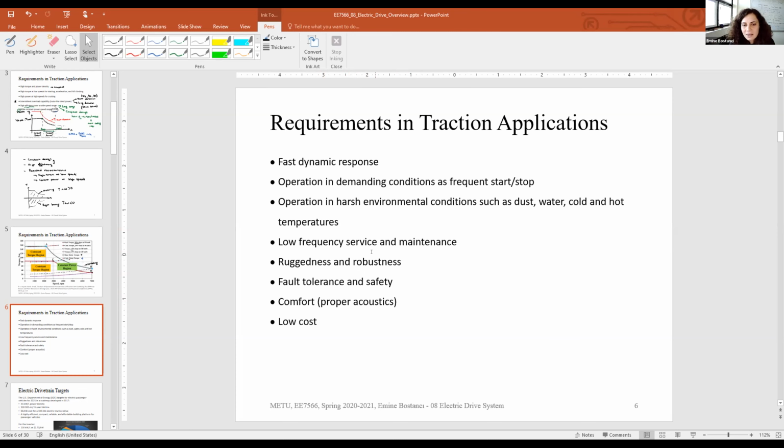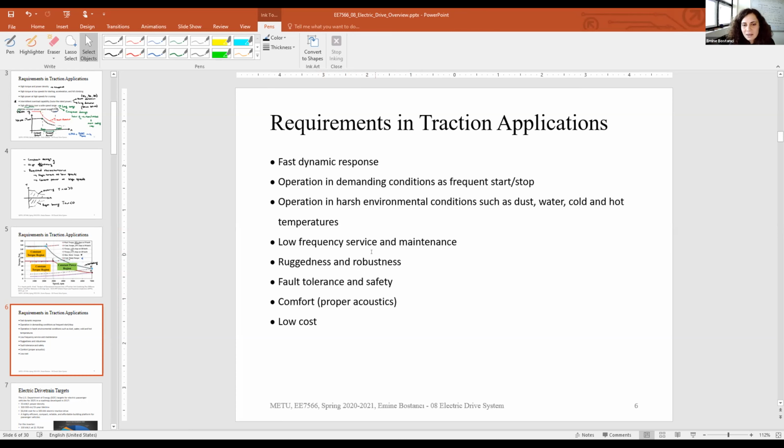Fault tolerance and safety are super critical because you are going to have passengers and the driver on board. If there is some problem with the drive system, at least we need to understand it, and there shouldn't be many safety-related issues. Even if there are, the system should detect it and make sure that the driver knows about it.